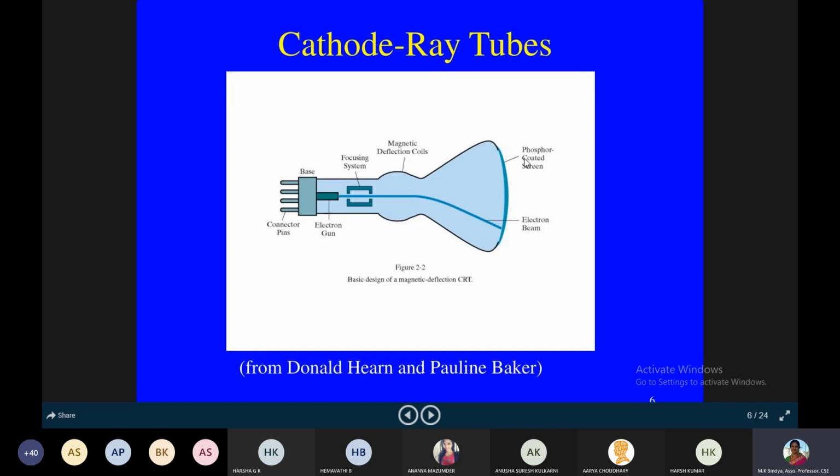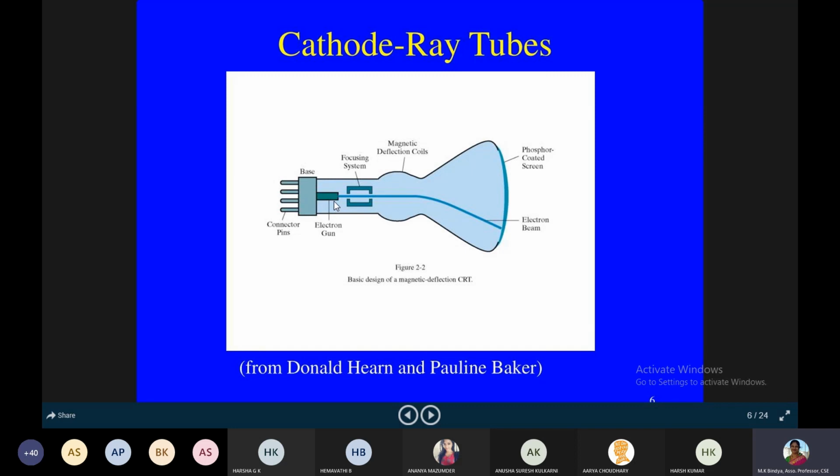And this screen is coated with the phosphorus coated screen here. You can see that this screen is coated with what exactly? The phosphorus coated screen. After the base, there is another portion of the diagram which we call the electron guns. These electron guns are connected to a base here.